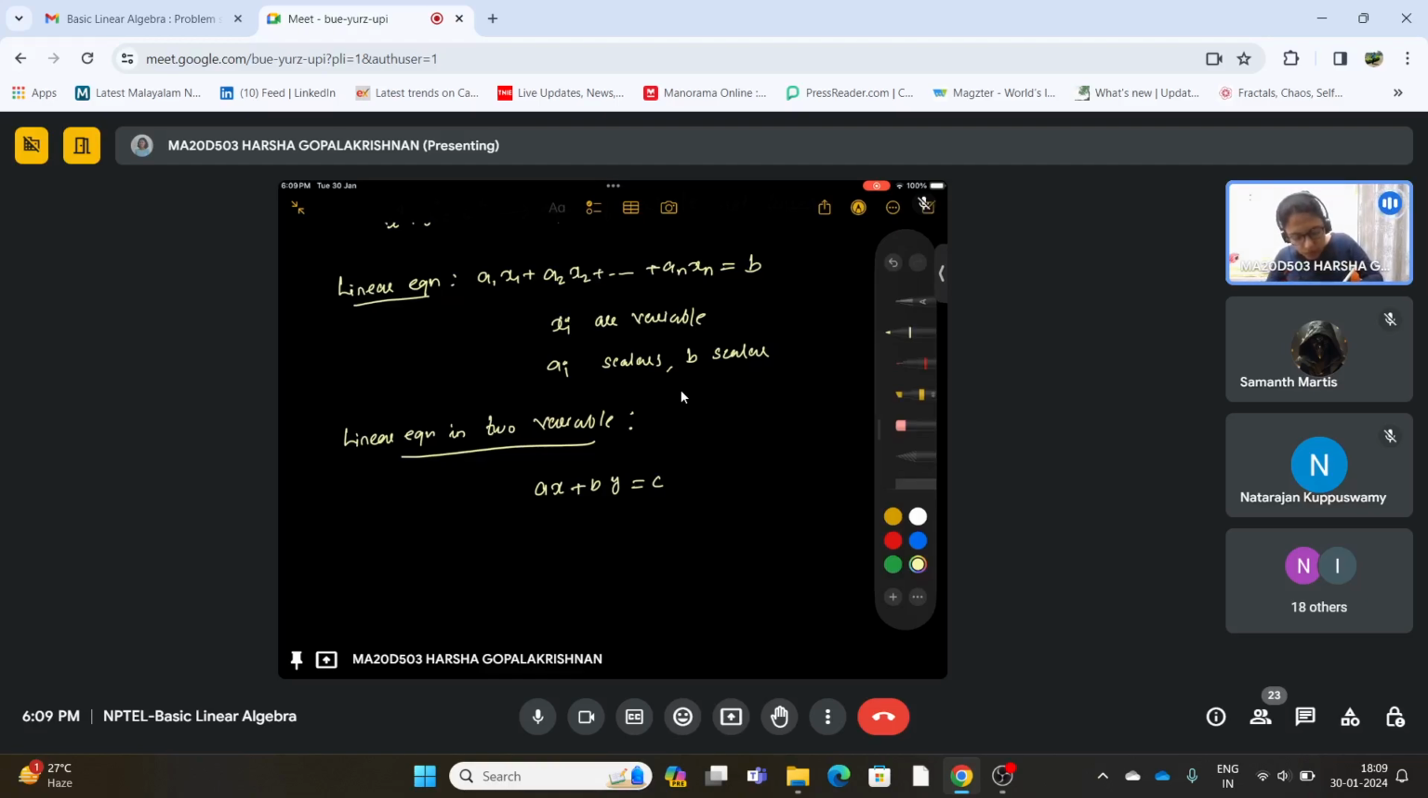Now we will go to what is a system of linear equations. A system of linear equations means we have a number of equations, all are linear. That means we have some equations.